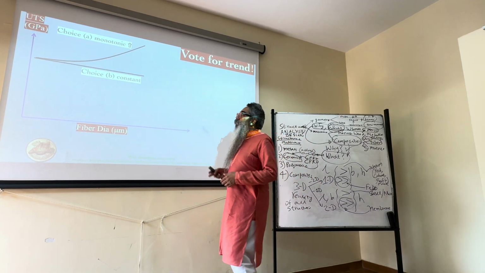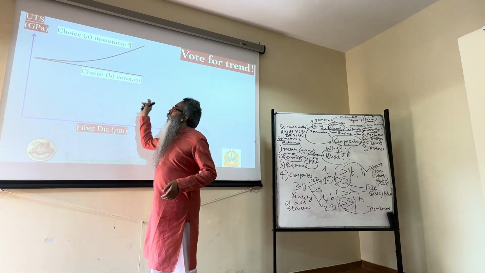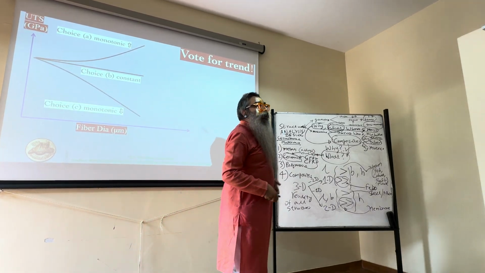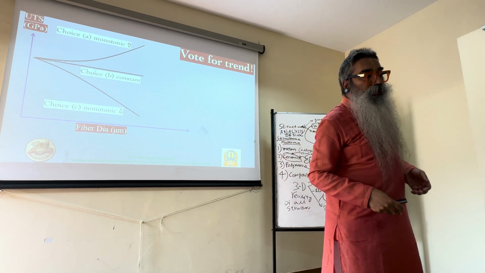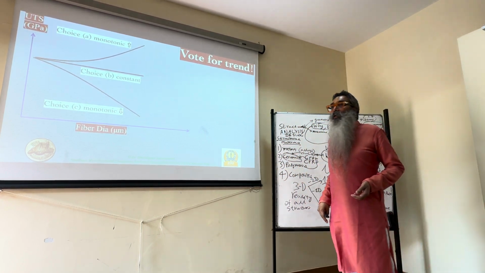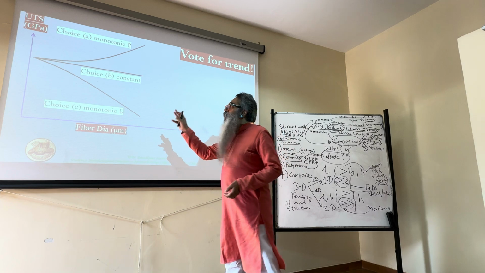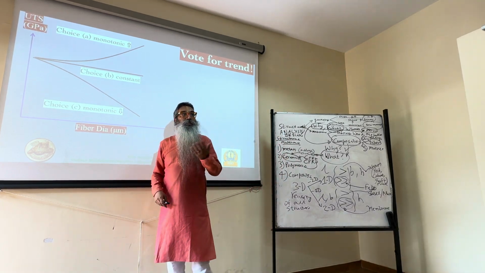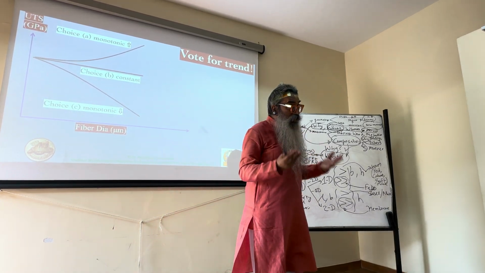Okay, this is what Nafisa talked about, choice B, right? It's a constant. Another opposite of A would be to monotonically decrease, right? So as you keep increasing the diameter, the UTS starts decreasing in value for the same material.